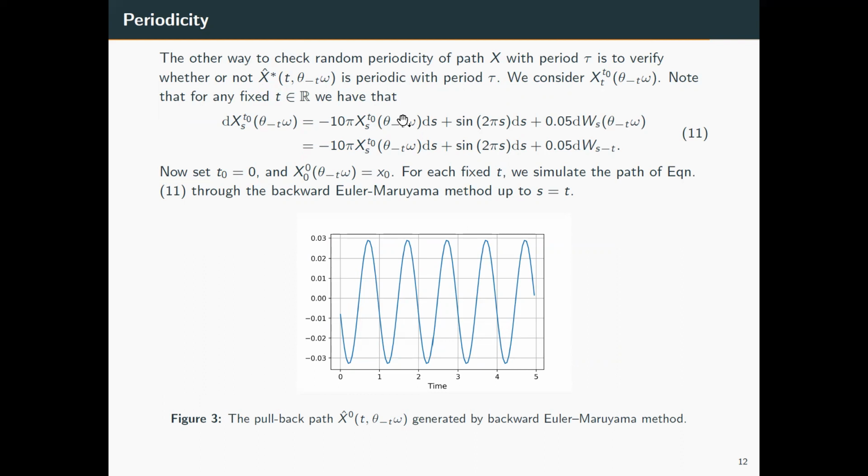To achieve this, we write down the SDE with the realization shifted by -t, starting from t0, and we simulate the path until we reach time t. Therefore, for each fixed t, we get one evaluation. Then we concatenate them together to make a new path, and we draw the plots here.